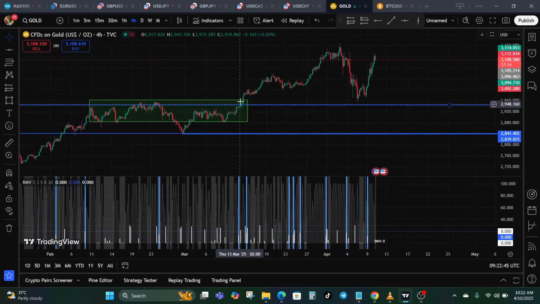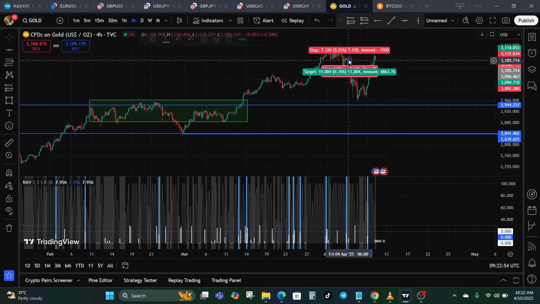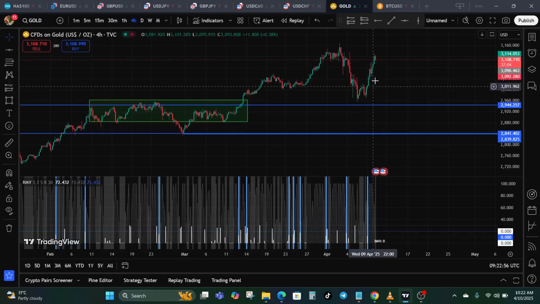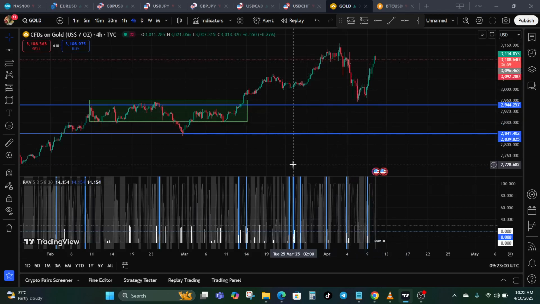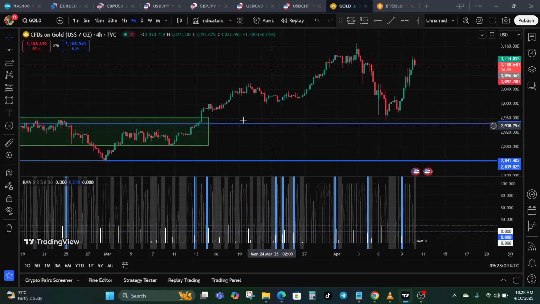Then we had a breakout to the upside, and then we even had a retest at this point, and then you can see that price is now continuing back to the upside after this decline. Okay, all right, so now when you have a legit breakout that has been verified, ensure that the candle closes.